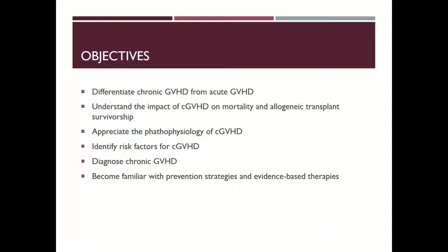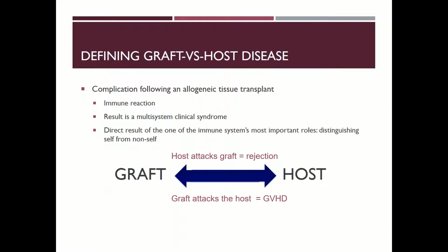The objectives of today's talk are to differentiate chronic from acute graft-versus-host disease, understand the impact of chronic graft-versus-host disease on mortality and allogeneic transplant survivorship, appreciate the pathophysiology of chronic graft-versus-host disease, identify its risk factors, be able to diagnose it using current NIH consensus criteria, and become familiar with prevention strategies and evidence-based therapies.